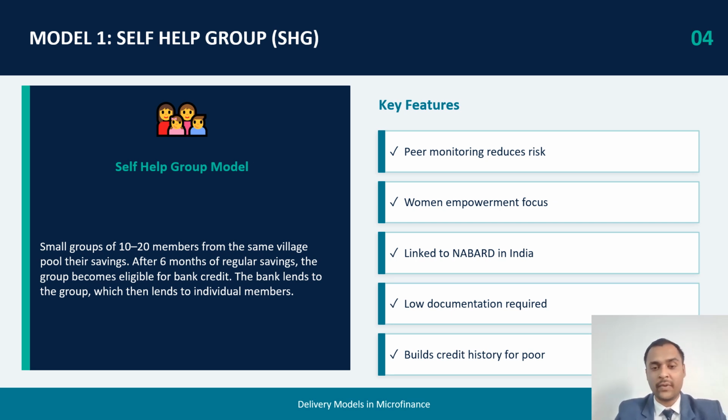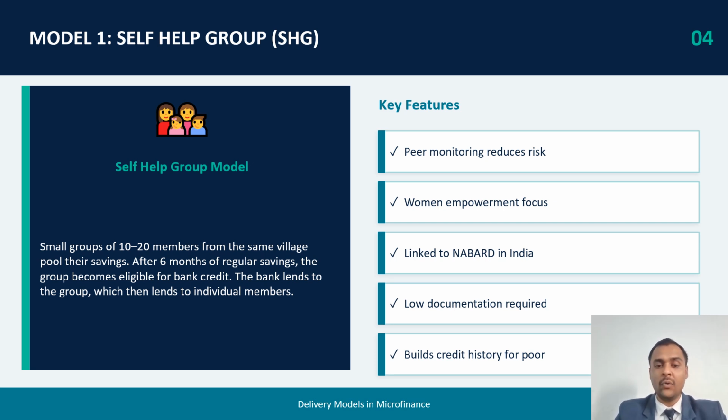Let's start with the widely known model in India, the self-help group model or SHG model. Here is how it works. A small group of 10 to 20 people, usually women from the same village, come together as a self-help group. Every month, each member contributes a small amount of savings to a common pool. After regular savings for about 6 months, the group builds a track record and trust. At that point, the group becomes eligible to approach the bank for a loan. The bank lends to the entire group, not individually. The group manages the money and lends to its own members based on their needs.